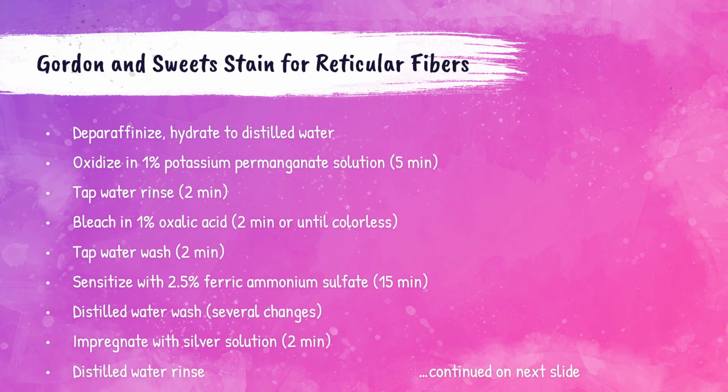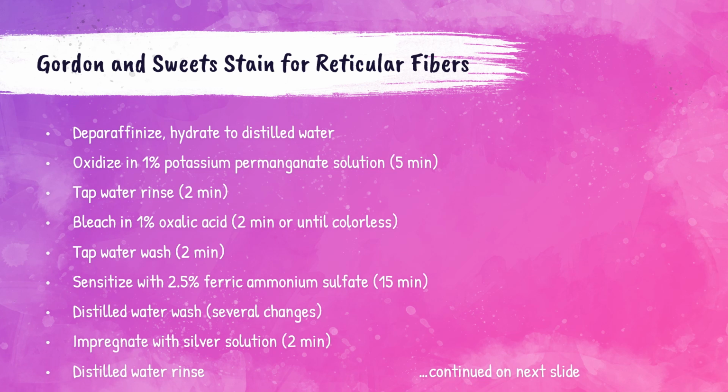All right, so to perform the Gordon and Sweet stain for reticular fibers, tissue should be deparaffinized and hydrated to distilled water. The section should be oxidized in 1% potassium permanganate solution for 5 minutes, and then rinsed with tap water for 2 minutes. After this tap water rinse, the tissue should be bleached in 1% oxalic acid for 2 minutes or until it becomes colorless. Then it should be washed in tap water for 2 minutes.